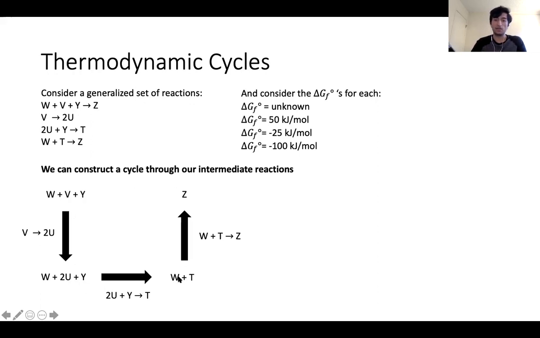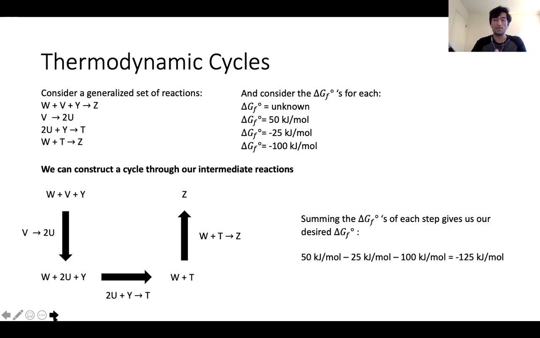If you just add up all the changes in heats of formation or delta G of formation that you took to get there, you'll get the same answer as if you had gone from here to here directly. And so to compute this unknown delta G of formation, you just simply sum up all the values that were taken in this process, and you would end up with roughly negative 125 kilojoules per mole for this scenario.